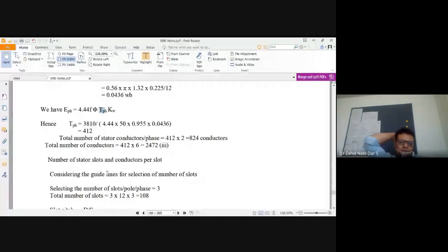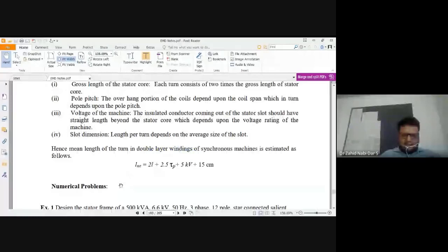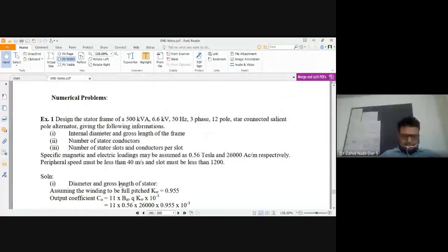Number of stator slots and conductors per slot. See, how do you consider this? Now we got the value of slots. Now we have to select how many stator slots per pole per phase there would be. Per pole you cannot change, it is 12. Phase also, it is 3 phase. Now selecting the number of slots, he must have given how many slots there are.